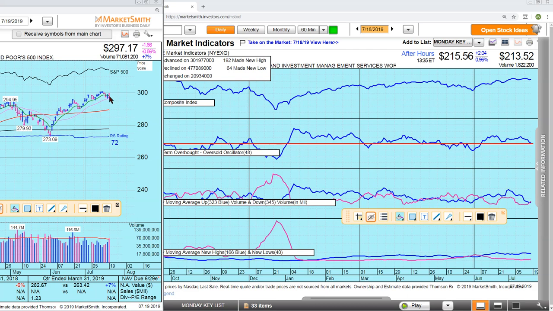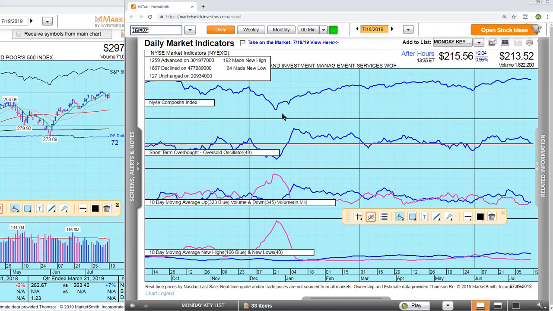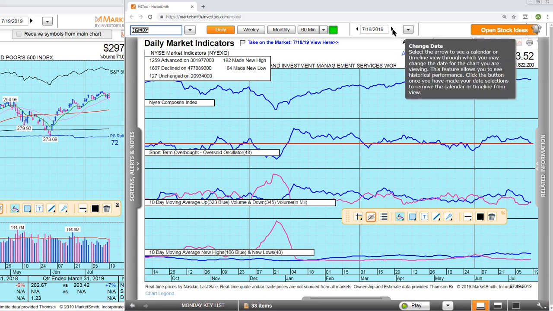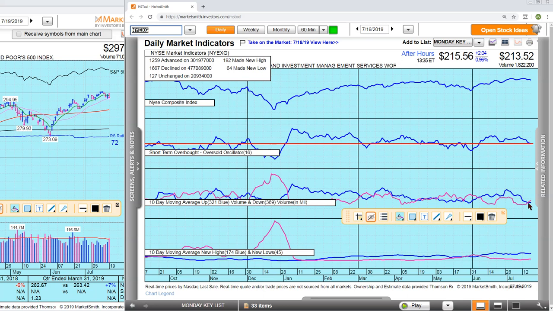It runs up and then drops and closes near the lows on another pickup in volume. Look at the daily market indicators. The 10-day moving average of down volume has surpassed up volume. Up volume is still falling. Even though the market is knocking on highs, the point is this: in this section right here, when the market's rallying up, the 10-day moving average of new highs is steadily dropping. I wanted to show that to you.